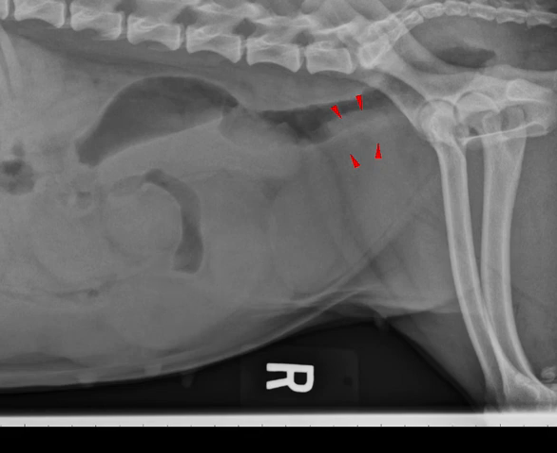So we can't distinguish radiographically the various causes of uterine enlargement, such as mucometra, hydrometra, or pyometra, but with the provided history, the most common differential would certainly be pyometra.